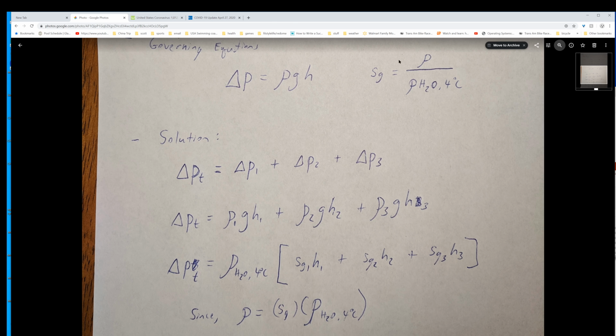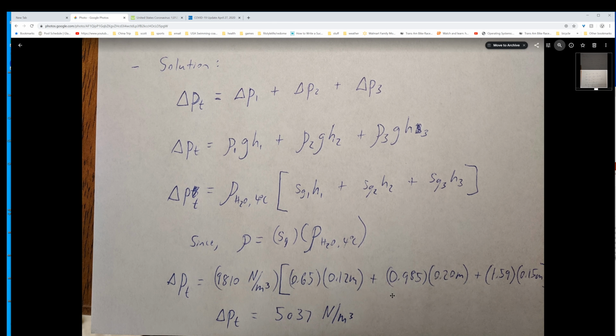So I just used this equation, rearranged it, and since each of them is multiplied by the density of water at 4 degrees, I pulled that out of the equation, and then multiplied specific gravity 1 times its height, specific gravity 2 times its height, specific gravity 3 times its height. Then I substituted in the numbers for each of them and came up with delta PT, the pressure at the bottom of the tank, equal to 5,037 newtons per meter squared. And that's pretty much it.